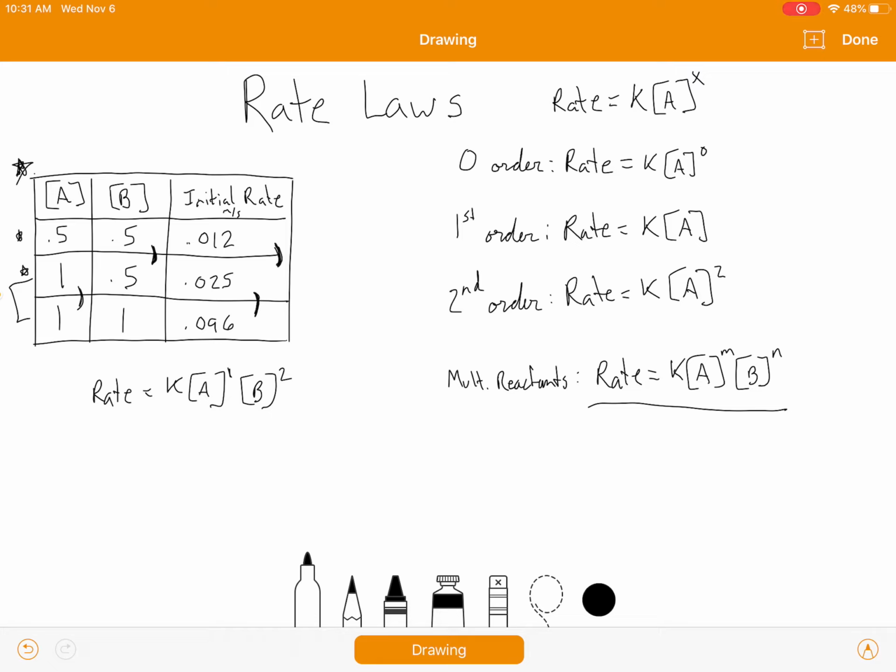So let's just do the last one. The rate is equal to 0.096. That is equal to K times the concentration of A, which is 1, times the concentration of B, which is 1, squared. So you have 1 times 1 squared, which is 1, which means 0.096 is equal to K. And that's all you do. Like I said, most of the time they'd have another point that you could use to solve for that. But I hope that is a little bit helpful.